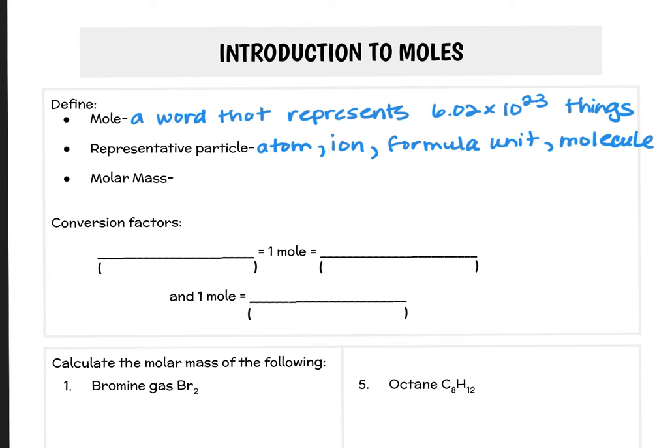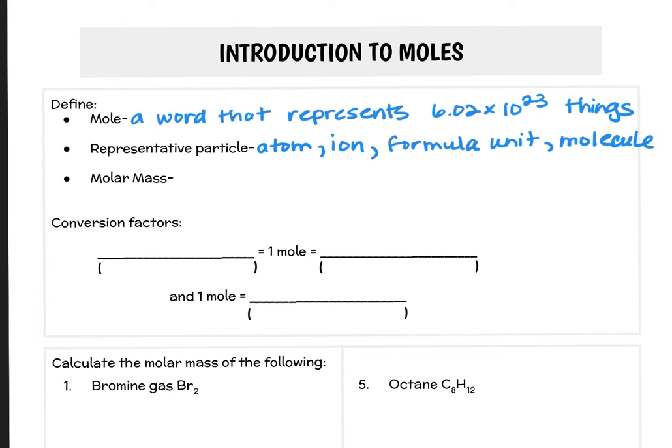Now, a representative particle is a generic term, and so if I say we have representative particles, it could mean that we have atoms, ions, formula units, or molecules. So right now we've been talking a lot about atoms, right? They're neutral, they don't have a charge. Ions are atoms that do have a charge.